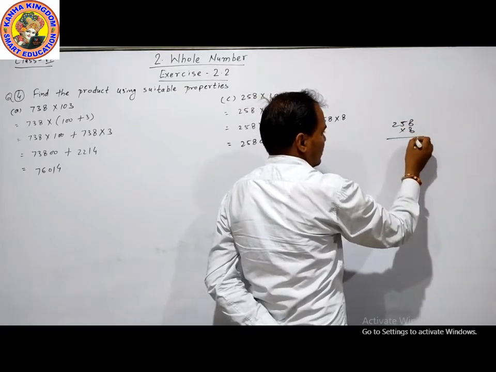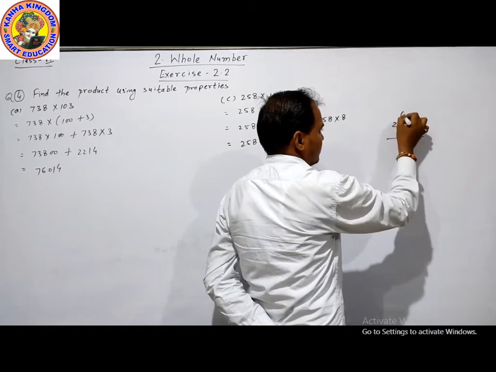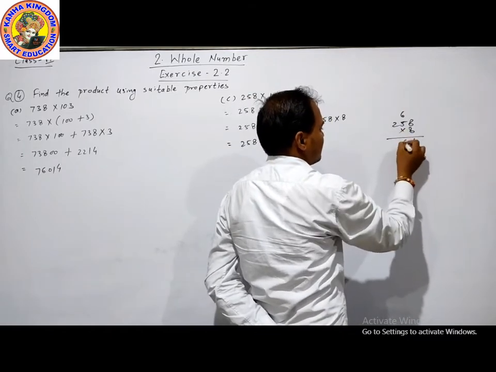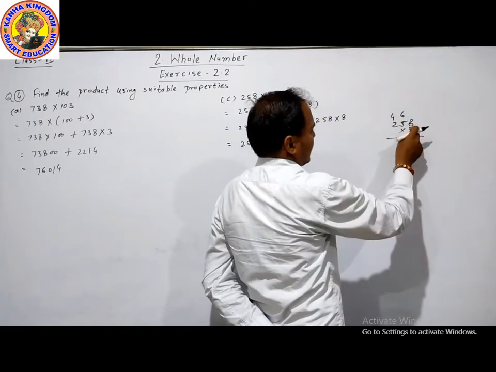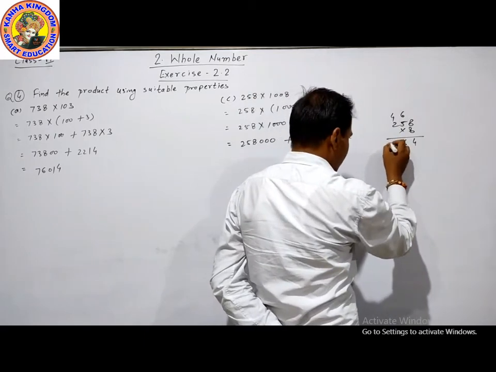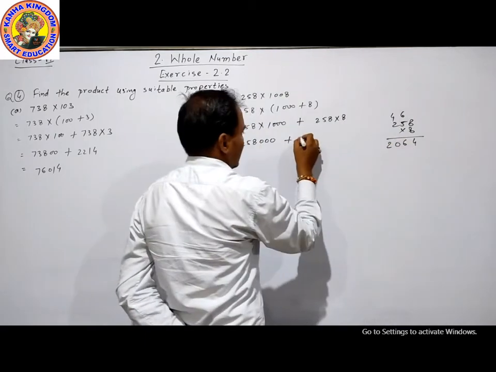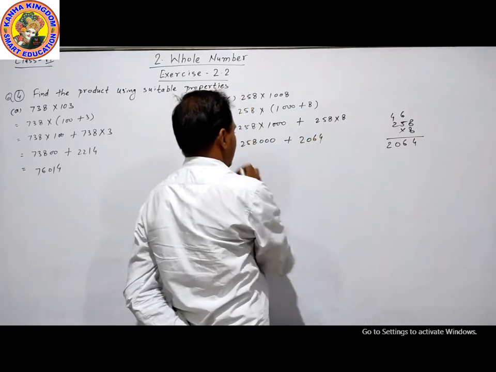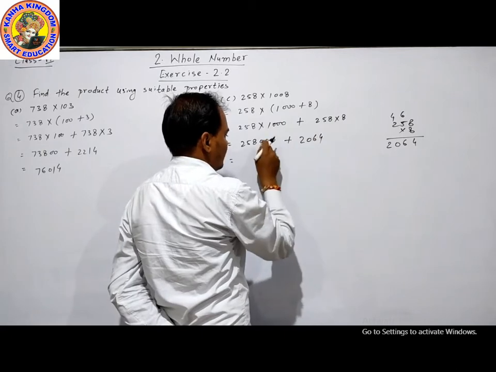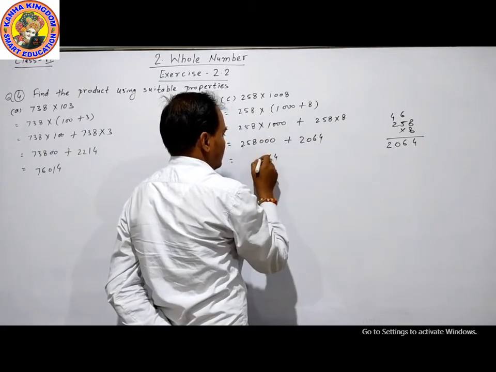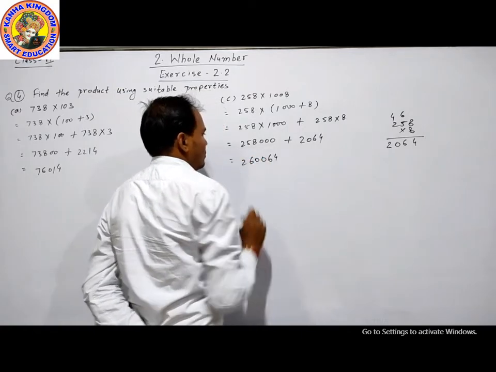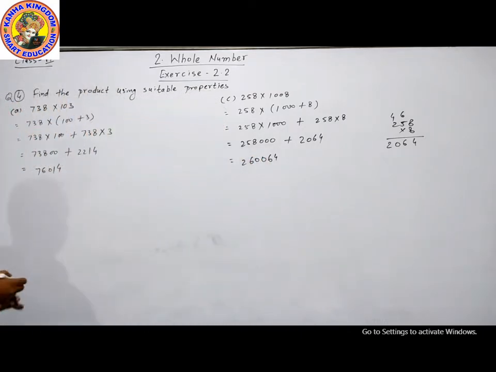8 into 8 is 64. 8 into 5 is 40, plus 6 is 46. 8 into 2 is 16, 16 plus 4 is 20. The answer is 2064. Now adding these numbers, we get 2 5 8 0 6 4, which is 260064. This is our answer.